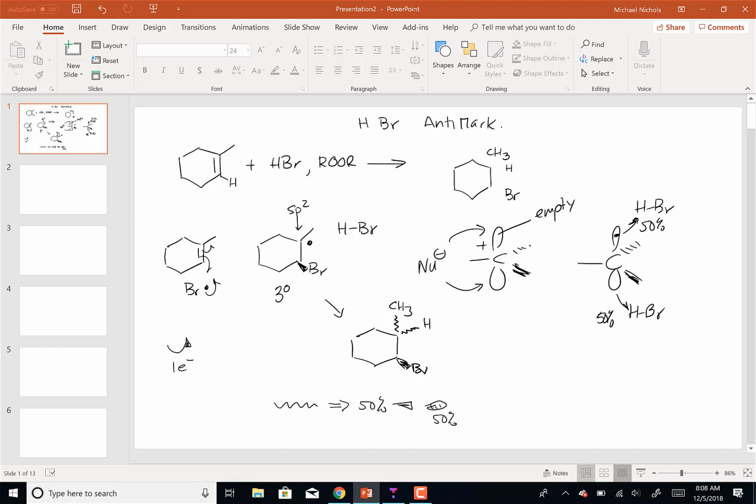Because the radical intermediate is sp2 hybridized, it's going to behave exactly like a carbocation. So with HBr, you're adding anti-Markovnikov, and you will be adding 50% cis and 50% trans. There's going to be no stereoselectivity for this free radical halogenation reaction.